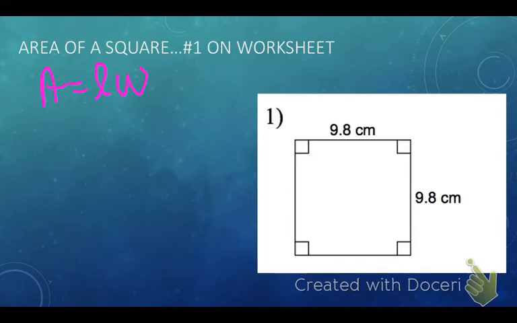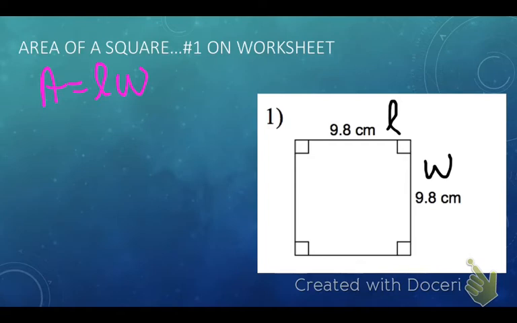All right, so all we need to do is label the square now, to label what is the length and what is the width of this square. So the length is the top or the bottom of the square. So this is L. And the width is the sides of the square, which is W. All right, so now we need to take the numbers that we just had and plug them into our formula.